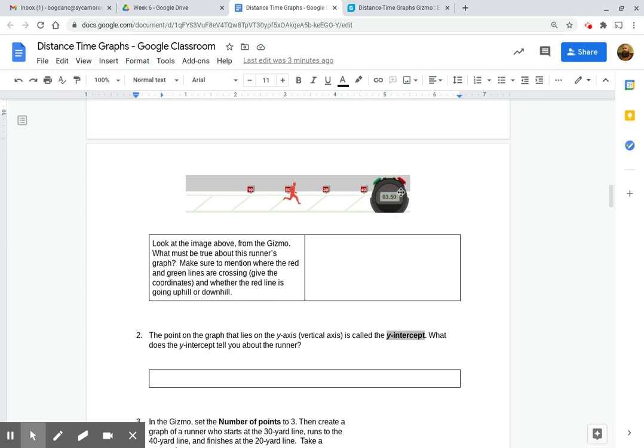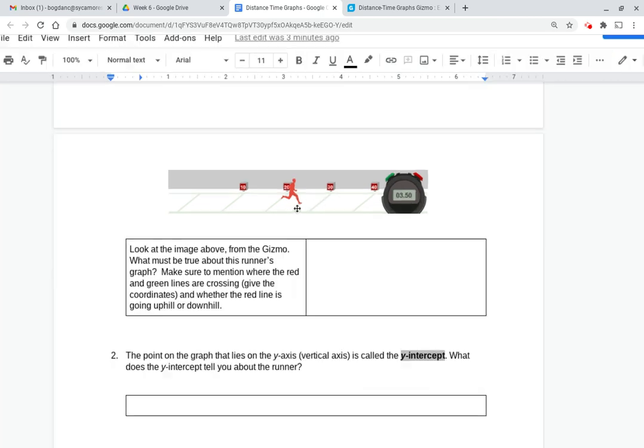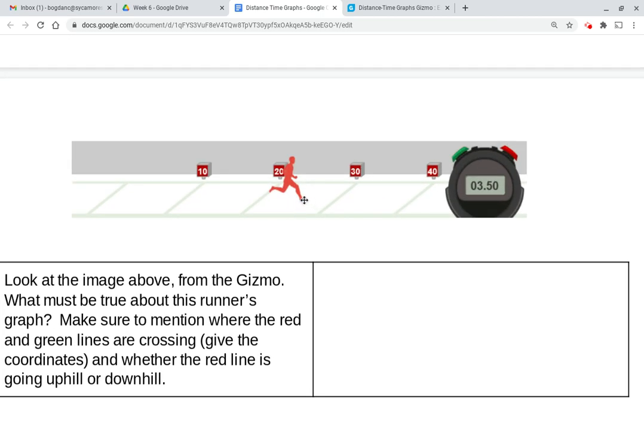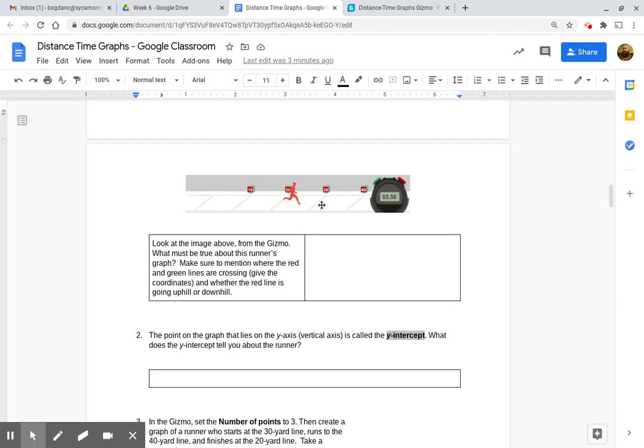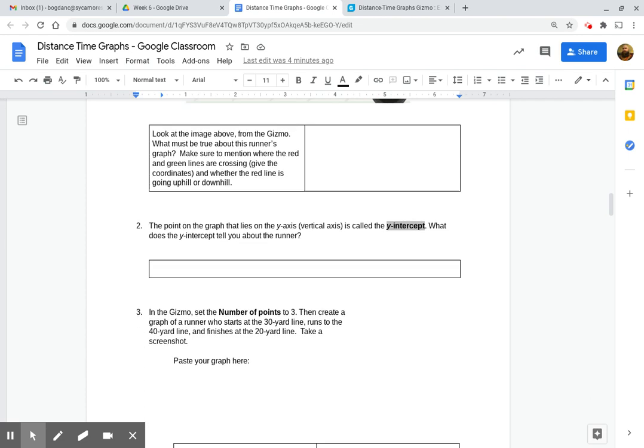Well, the time on the stopwatch is 3.5, and that runner's foot is about at the 25-yard line, halfway between 20 and 30. So for the coordinates, you would give the time on the stopwatch and the distance of the runner. And then we know that because the runner's facing to the right side of the screen, we can tell whether the red line is going uphill or downhill.